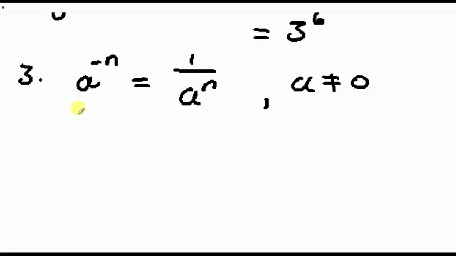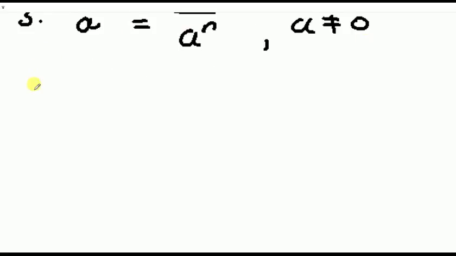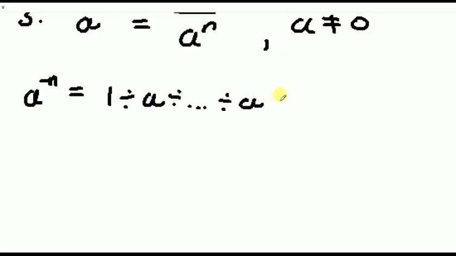If you remember, we did have the negative exponent in the introduction to the exponent. So let me try to explain. Please pay very close attention. So it will be a to the power minus n. It will be equal to 1 divided by a divided by a divided by a. So a is divided n times.